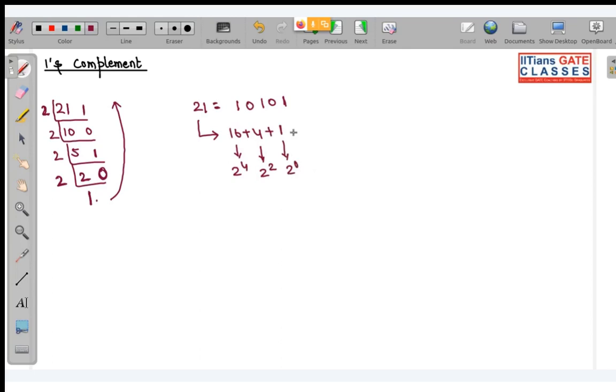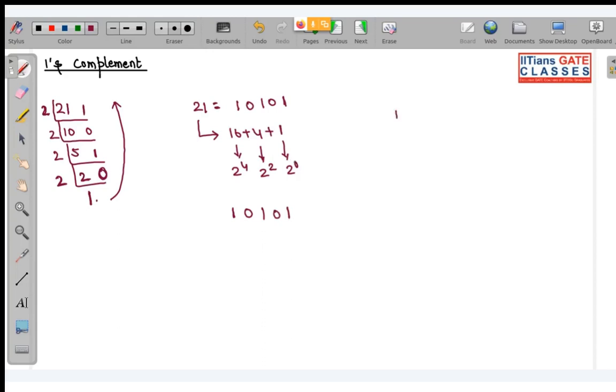You can break it into powers of 2. Then 2 to the power 4 means there should be 5 bits, so the fifth bit should be 1. Then your third bit should be 1, and your last bit should be 1. So you can write it like this, whichever way you are comfortable.